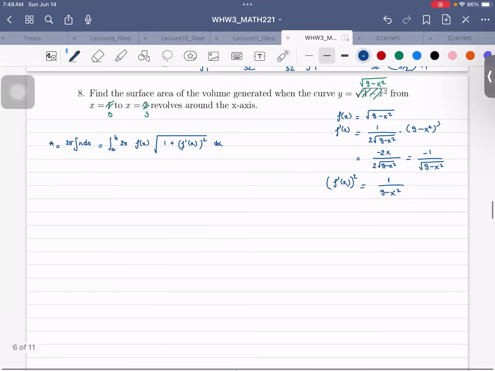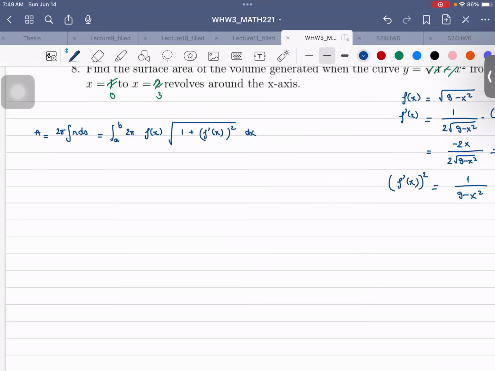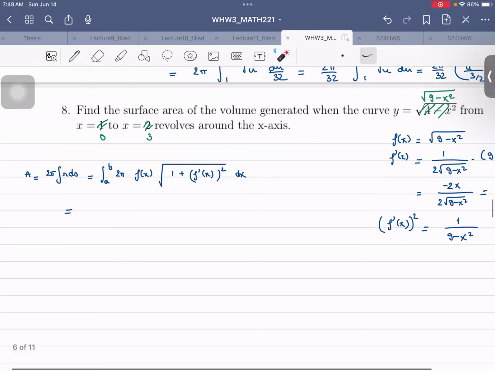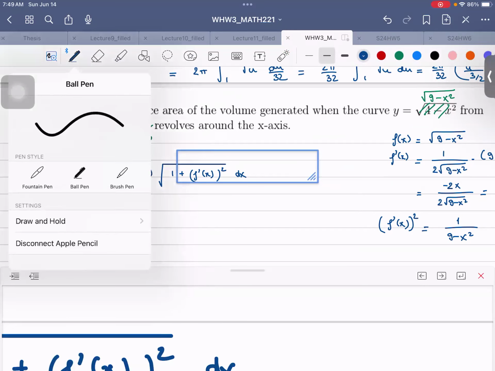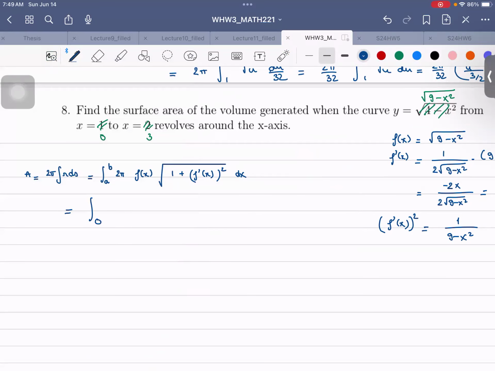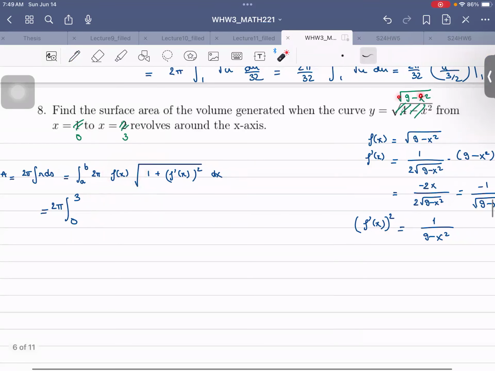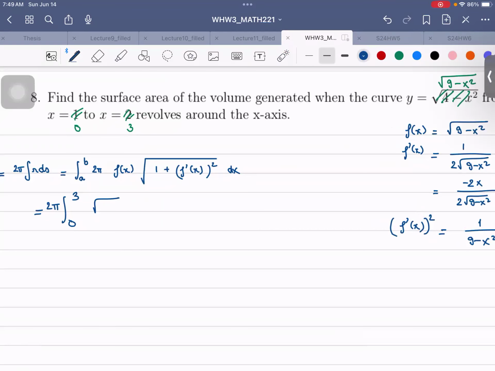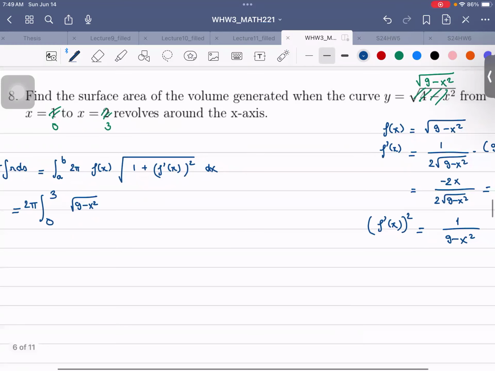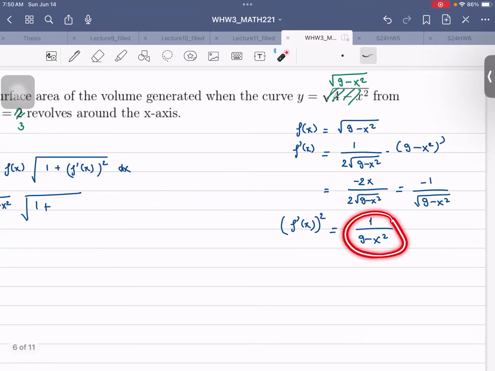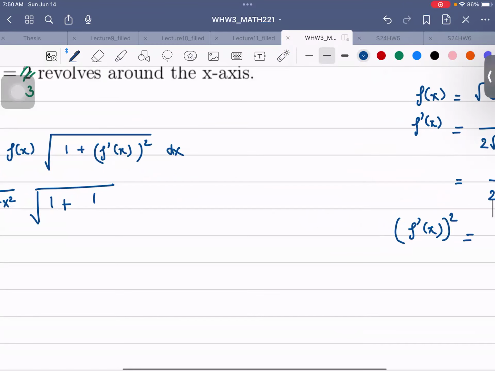Okay, now let's simplify the thing that we have. You have the integration from the lower bound to the upper bound. So you have the integration from 0 to 3. I take 2 pi outside. My function f of x is the square root of 9 minus x squared. So I have the square root of 9 minus x squared. For the other square root, I have the square root of 1 plus f prime of x squared, and f prime of x squared is 1 over 9 minus x squared, dx.